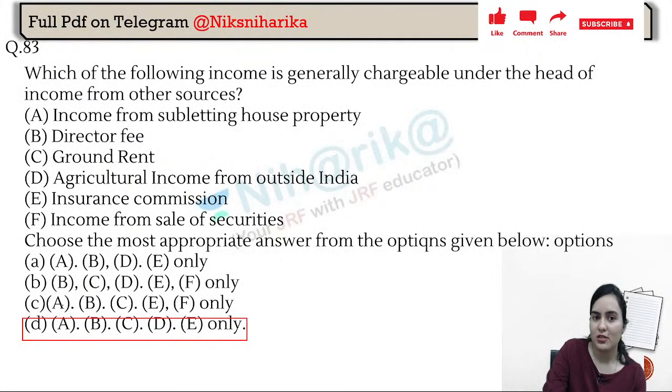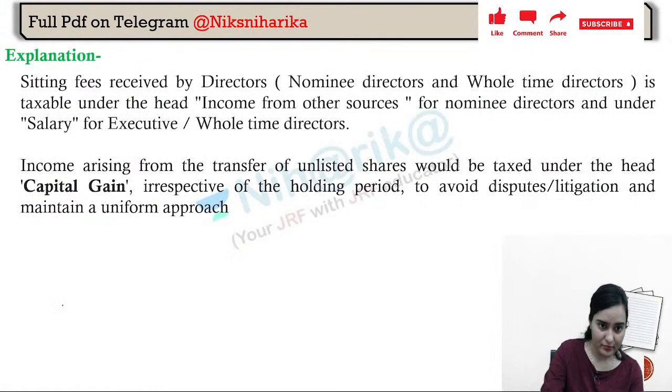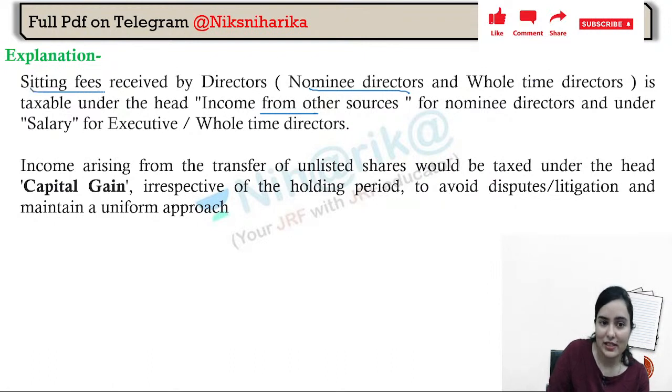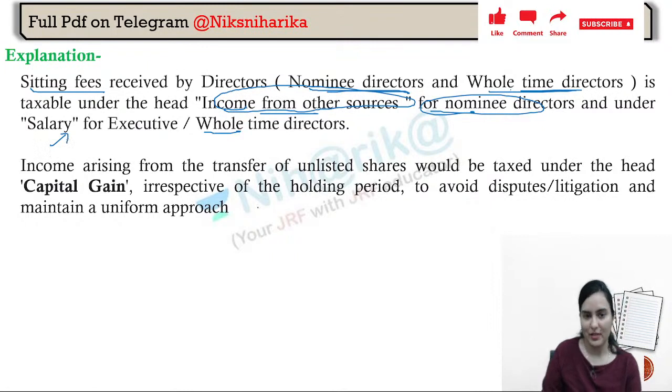Basically, I was just confused about director fees, because director fees normally comes under salary. But they are covering it in income from other sources. NTA is saying that we are covering sitting fees received by nominee directors and whole-time directors. If we consider a nominee director, it will come under income from other sources, and for a whole-time director, it will come under salary. That is the new bifurcation, the new data that you are getting.